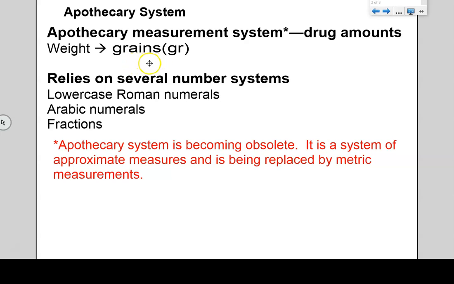Now, grains are written a little differently. First, the abbreviation is GR. Be careful not to use G because G stands for grams. The abbreviation is GR, and you're going to see some Roman numerals and fractions. Recall that the metric system uses whole numbers and decimals. In the apothecary system, you work with Roman numerals and fractions.